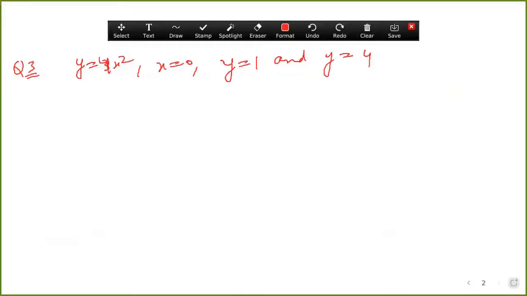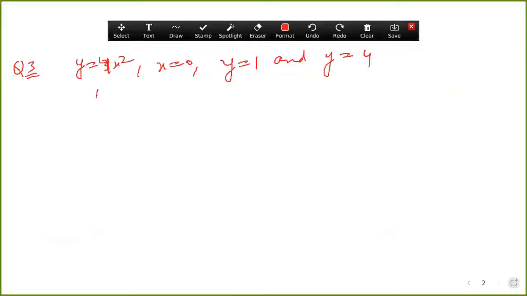Now come to question number 3. Find the area of the region lying in the first quadrant and bounded by the curve, that is y is equal to 4x square, and x is equal to 0, y is equal to 1, and y is equal to 4. Now we have to plot the graph for these given lines.